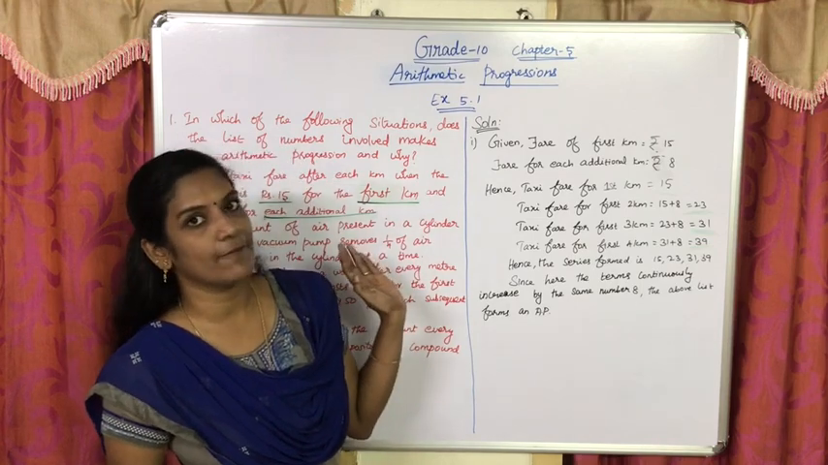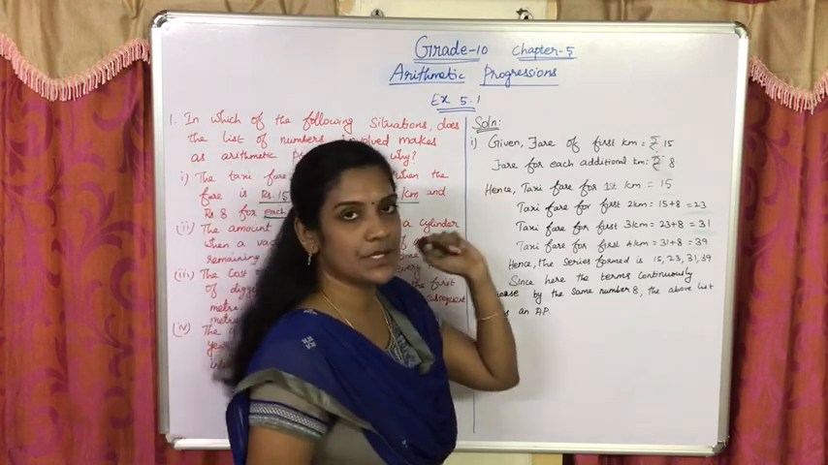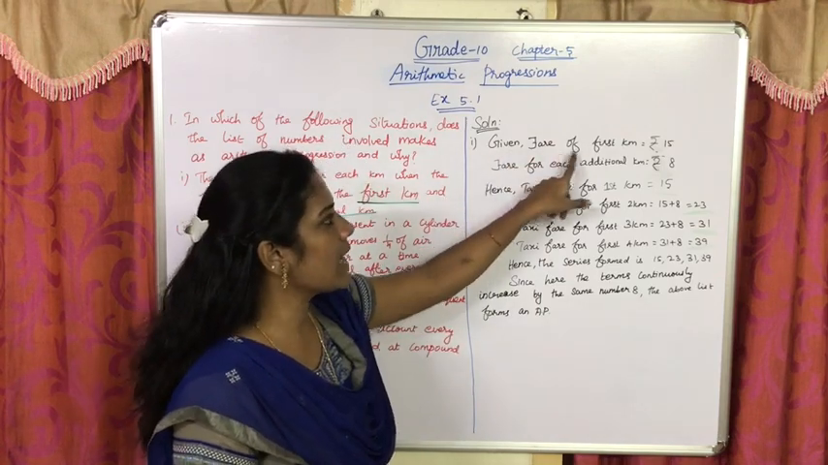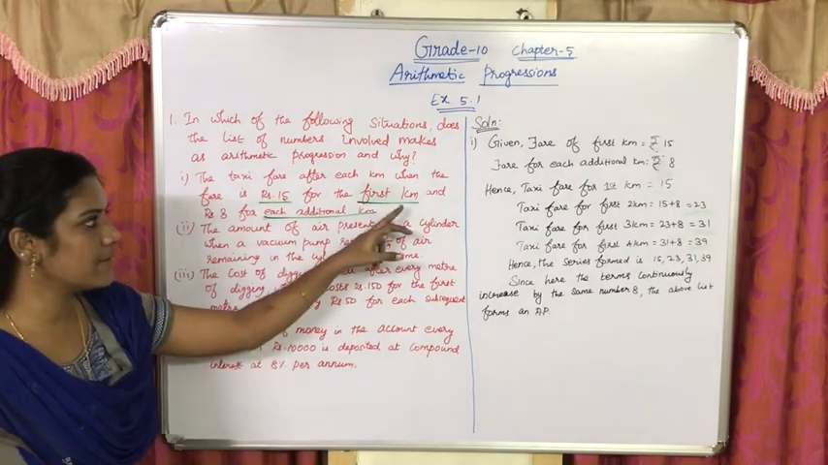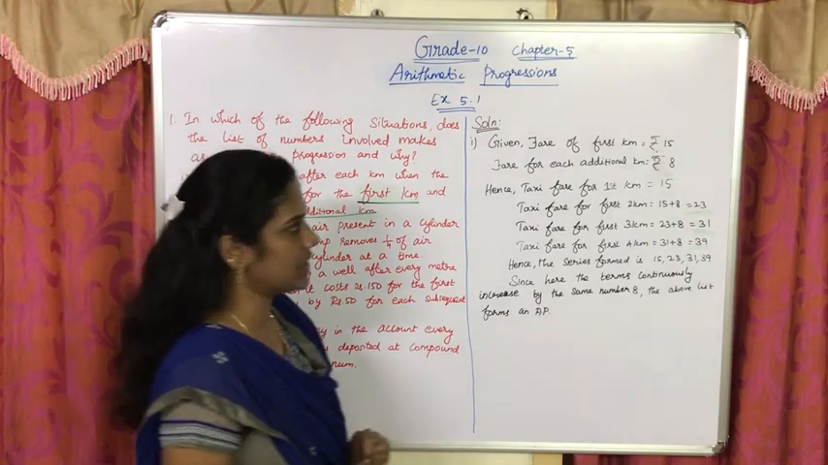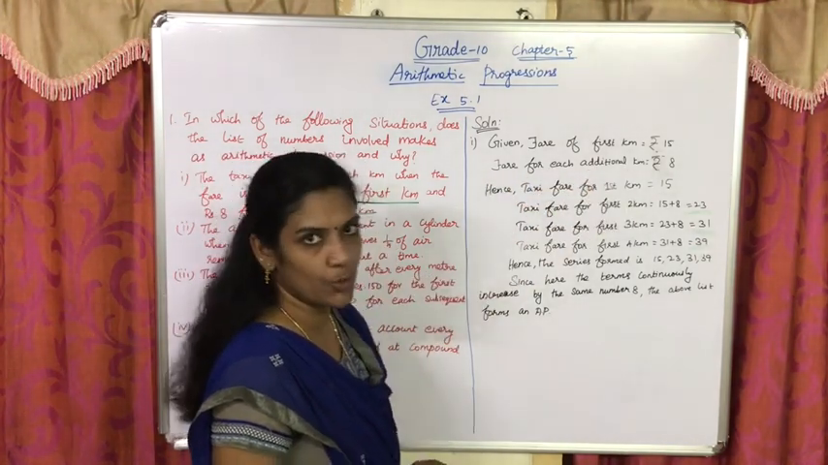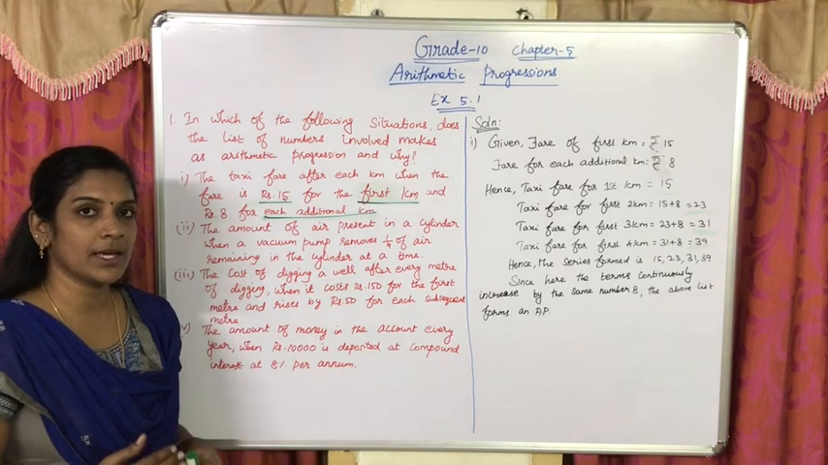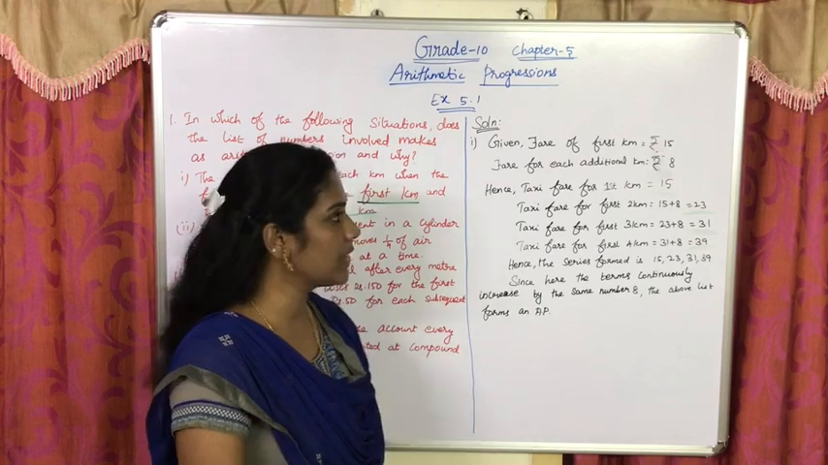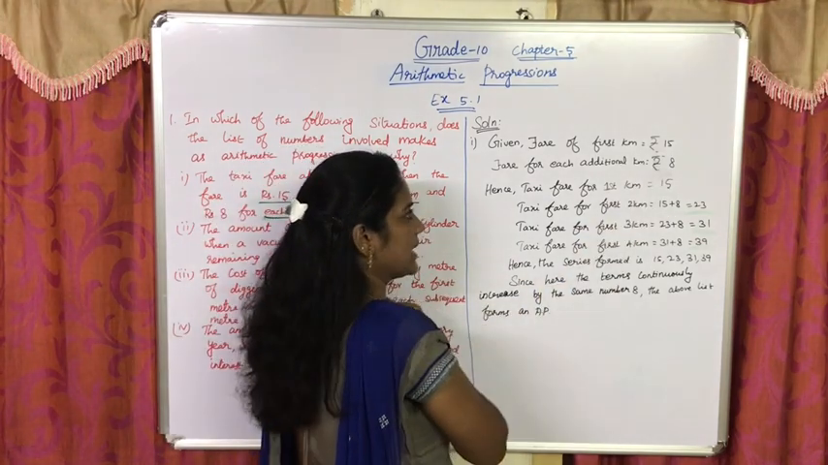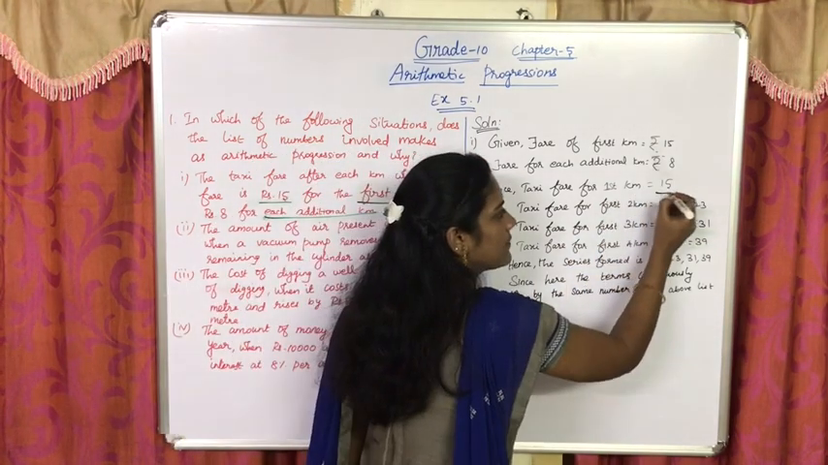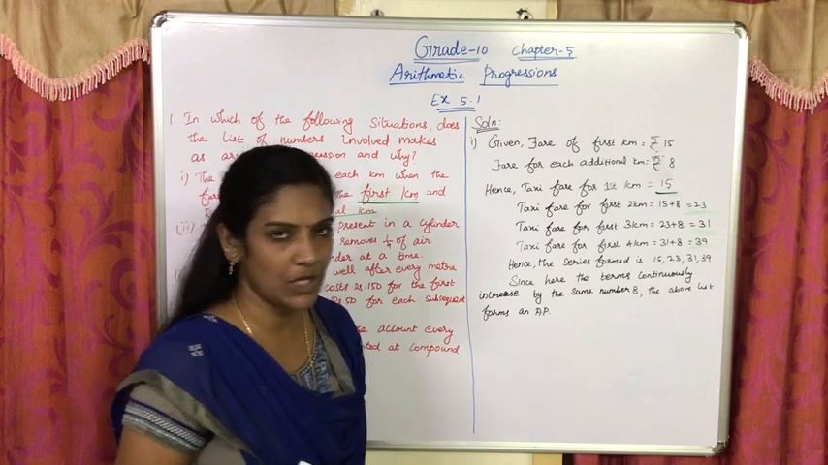Okay, now see the solution for this. We need to check whether it forms an AP or not. First question, first subdivision. Given: fare of the first kilometer, ₹15. Fare for each additional kilometer: for every extra kilometer I need to pay ₹8. Hence, taxi fare for the first kilometer is equal to 15. So, for the first kilometer, I need to pay ₹15.